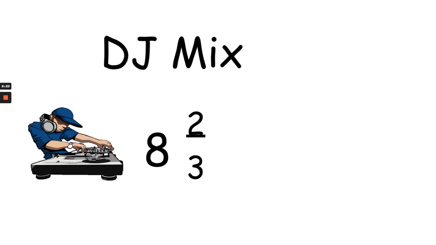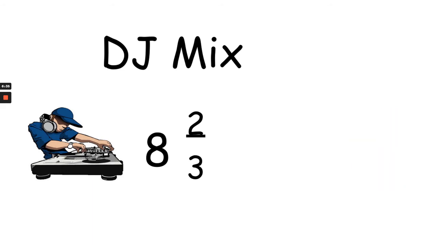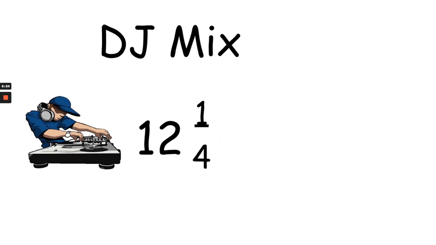All right, back to some more familiar faces. We've got DJ Mix. He's going to take that mixed number and convert it into an improper fraction. Pause the video and have a go. All right, let's see how we got on. We need to know how many thirds there are in 8 as a whole number. So 8 times 3, 8, 16, 24. 24. But I've already got 2 thirds, so I need to add them on. That gives me 26 thirds altogether. Well done if you got that one.